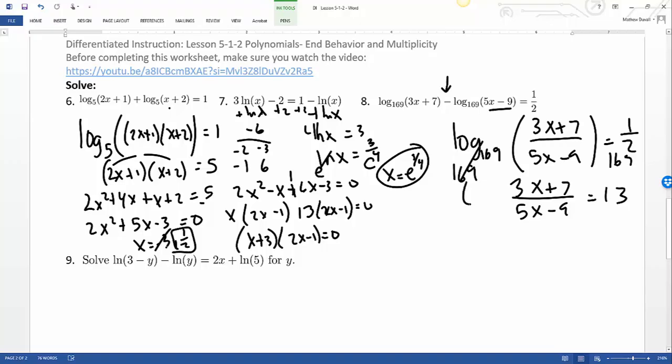Multiply both sides by 5x minus 9. So I get 3x plus 7 equals 13 times 5x minus 9. But you can go through and solve the rest from there, because that's linear.